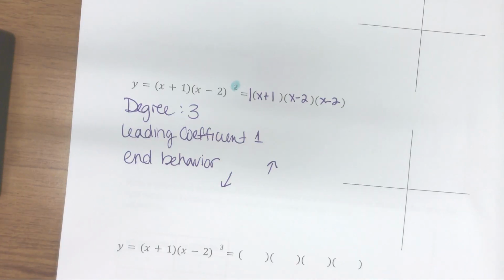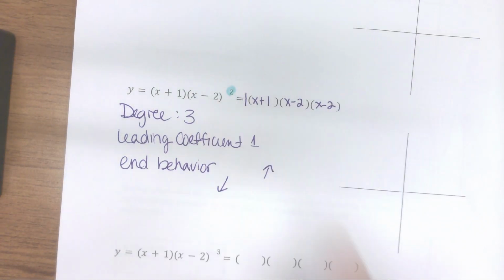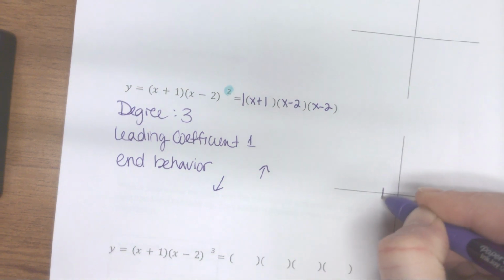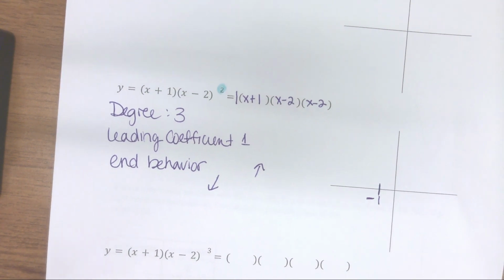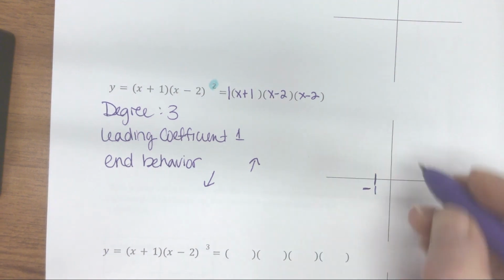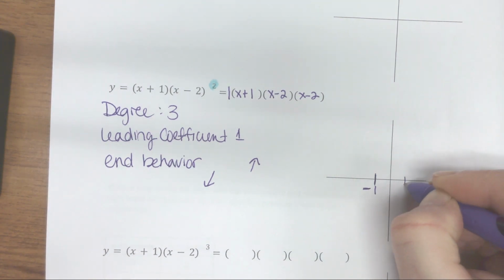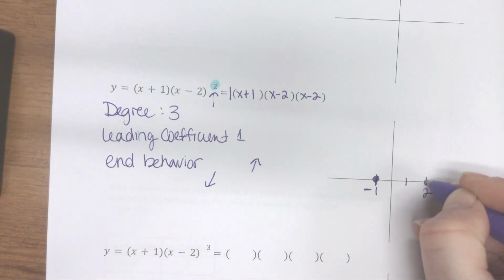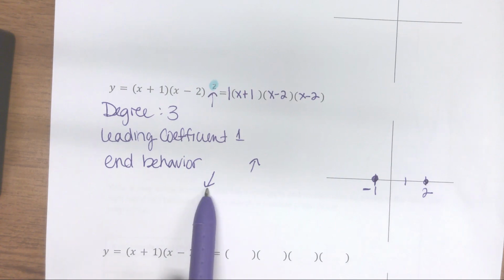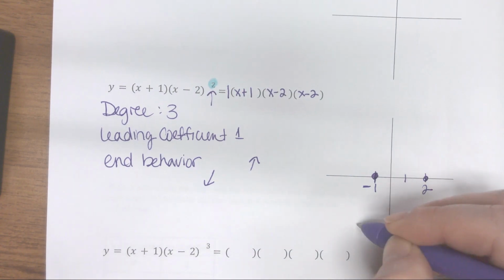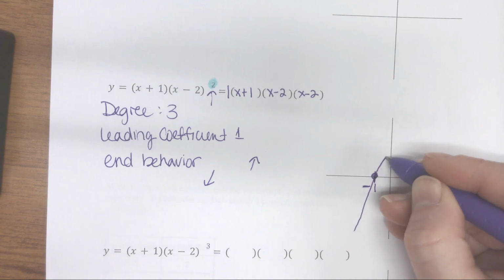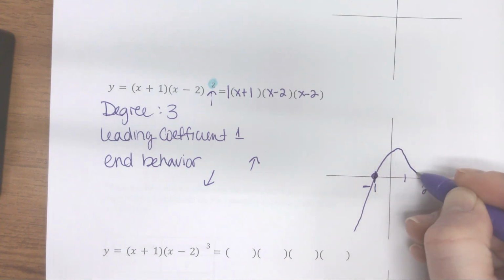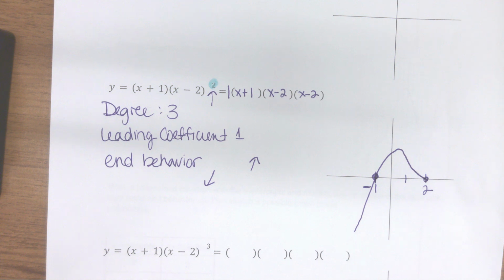And then if we have a squared, that's something that bounces. So for this one, I'm going to put my -1 on there, and I'm going to put my 2 on there. Remember, this is a double root, so this one's going to just bounce off. I put my points at -1 and 2, and then I start with my end behavior. This function starts down. Comes up, I don't know how much. It comes down, but instead of crossing at 2, it bounces off and goes up again.